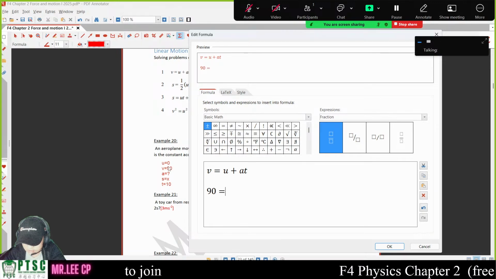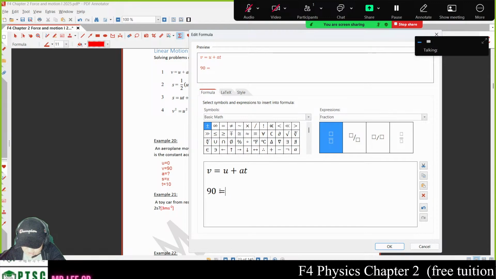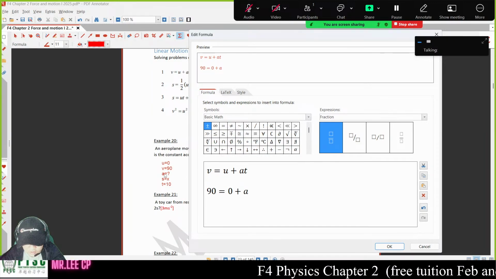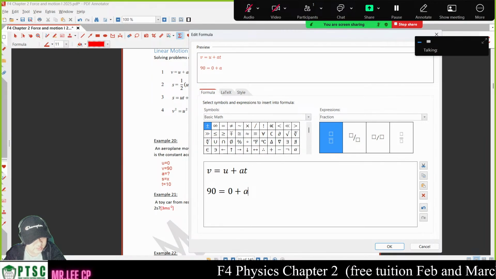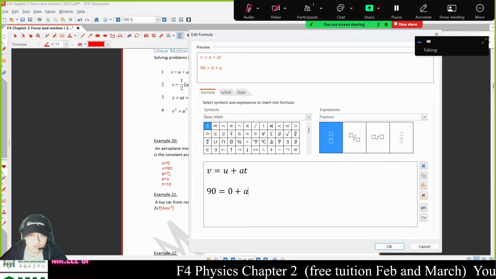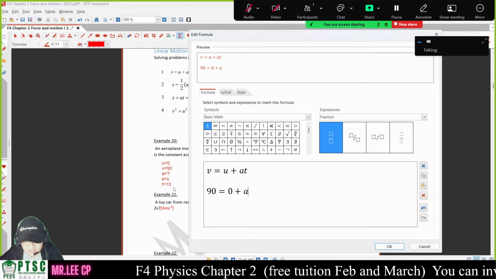Right? V is 90. U is 0, plus A. A is, I don't know. So you don't put a question mark here. You just write A, that's enough. You don't need to write a question mark. Put it as A, and then T is 10.